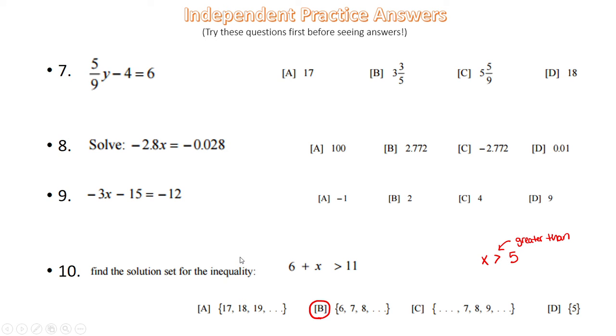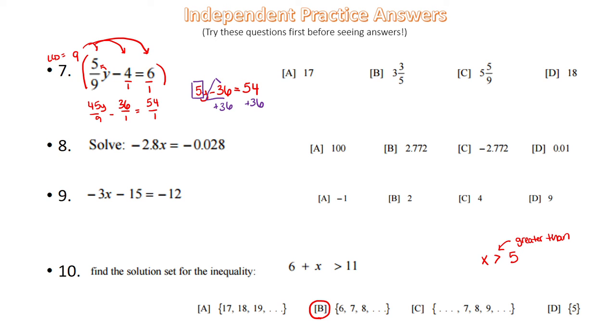Number 7, we have 5/9 y. We're going to remember to put the y with the 5 and put everything else as a fraction to clear our fraction. Then we're going to multiply all our numerators times 9 to be 45y over 9 minus 36 over 1 equals 54 over 1. We're going to divide our fractions, and that's going to be 5y minus 36 equals 54. We're going to set up our rectangle triangle now because we're solving the equation. So we're going to do plus 36 next to get rid of our triangle, which is 90, and then divide both numbers by 5.